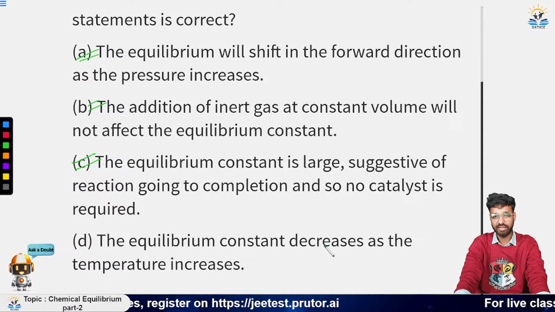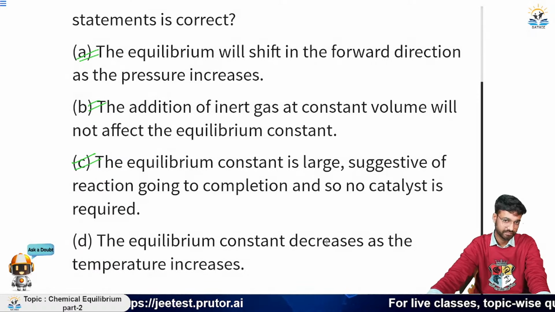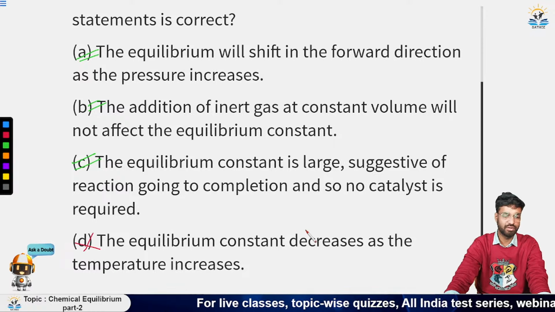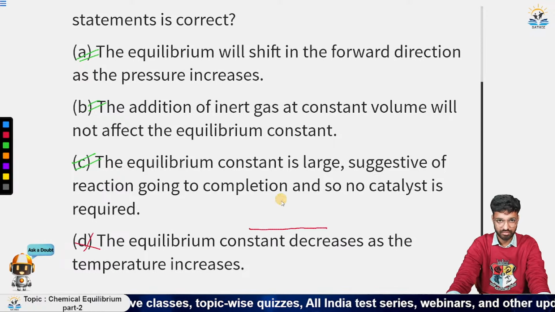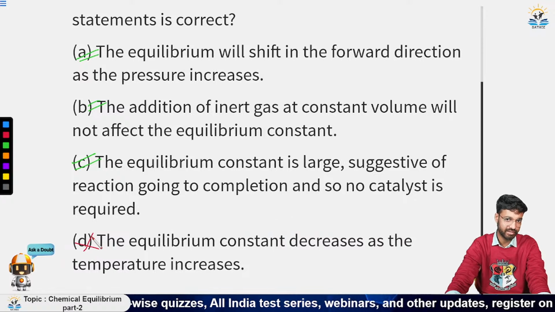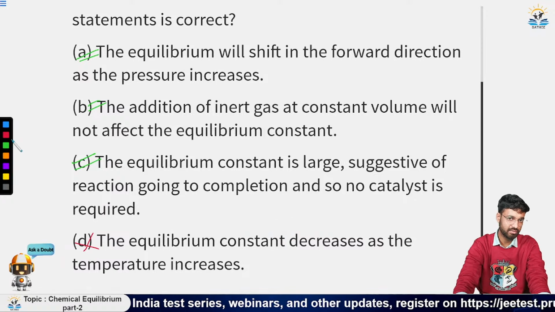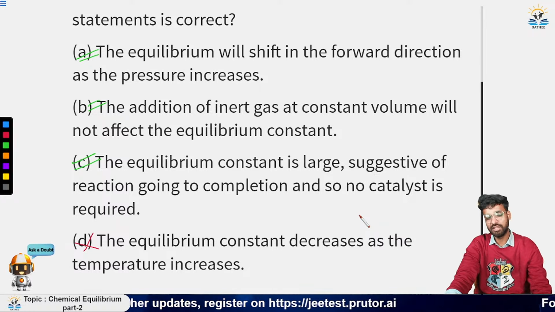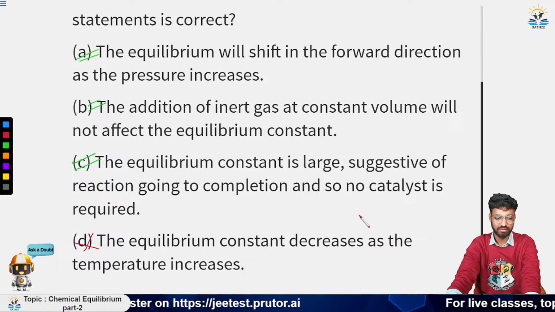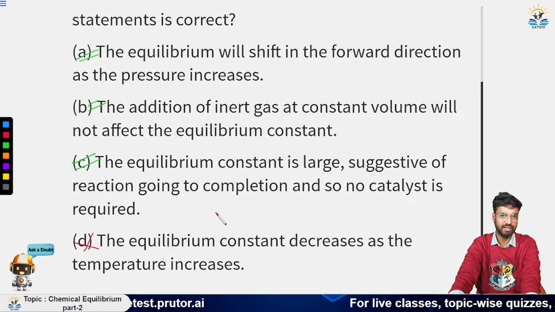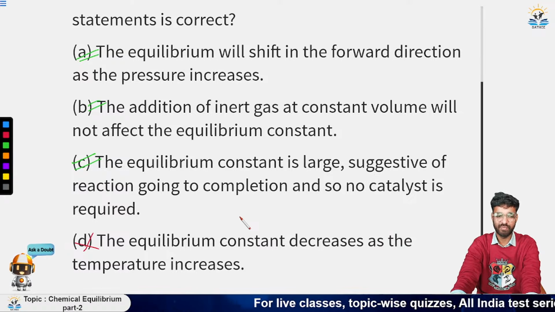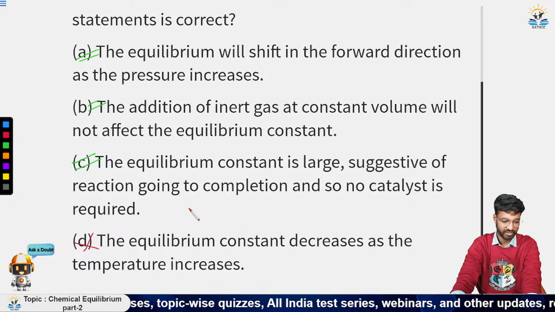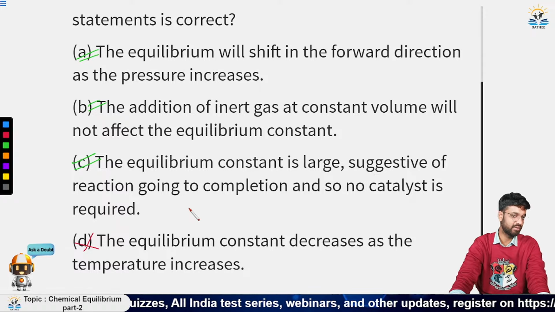The equilibrium constant decreases as the temperature is increased. It is not correct. Why? Because it is not predictable just by this alone. We need some extra thing like delta H. So delta H is given here, right?